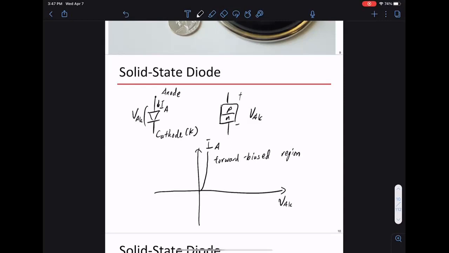And then you have a reverse bias region. Ideally, you should stop all current flow, but it's not exactly zero for the diode. Our diode does not exactly stop current flow. So you have a little bit of current flow. That's called the reverse bias.